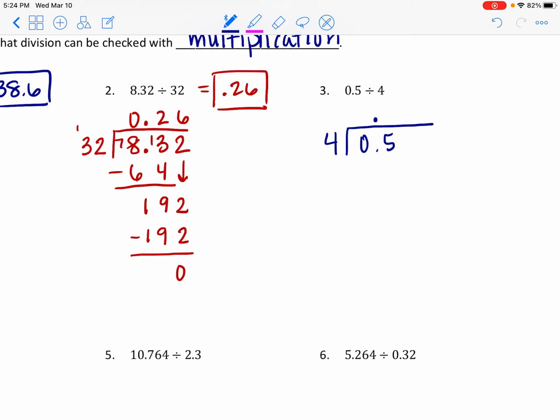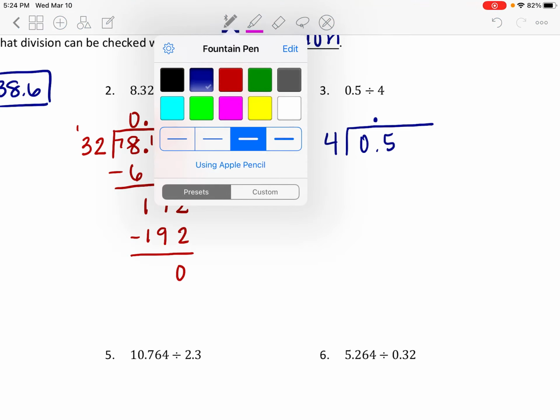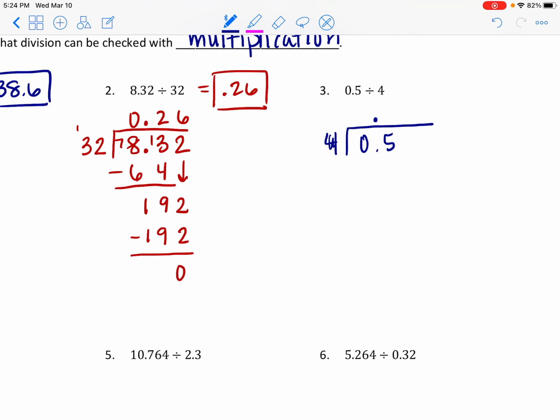And something a little different is going to be happening here. So if we look at how many times 4 goes into 0, it doesn't. Does it go into 5? So 4 goes into 5 once, so we're going to put a 1 here, right? It doesn't go into 0. And 1 times 4 is going to make 4. If we subtract, we have 1 left over.